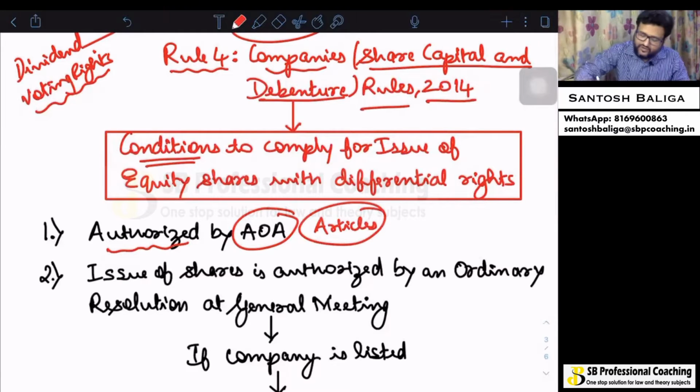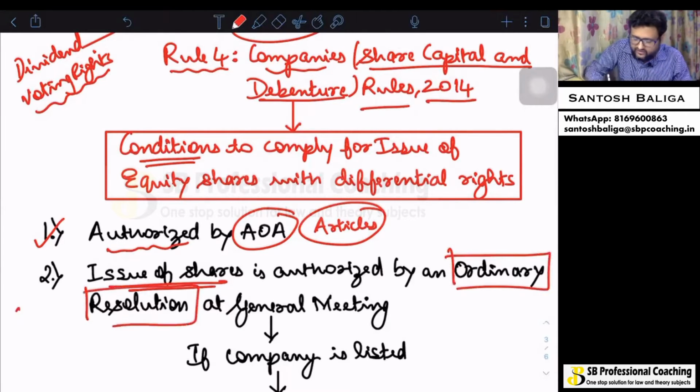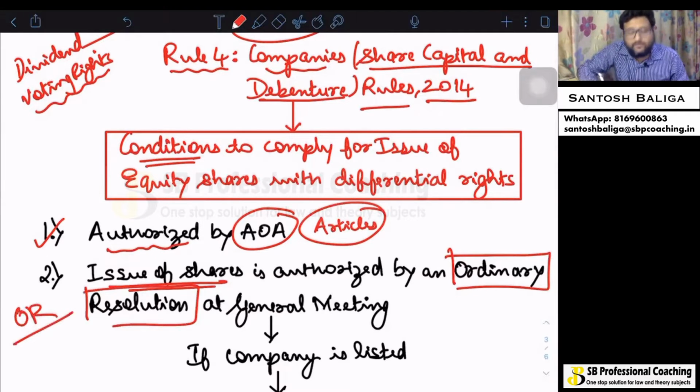The second point is that the issue of shares with differential rights shall be decided by the company through an ordinary resolution, and such ordinary resolution shall be passed in the general meeting of shareholders. I hope you have understood this. Any decision that the company takes has to be taken through a resolution, and in this case, the resolution will be an ordinary resolution in general meeting. So the Companies Act under Rule 4 is extremely specific that an ordinary resolution would be sufficient.